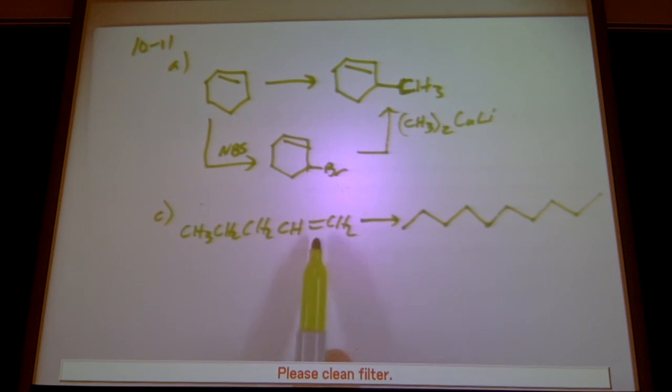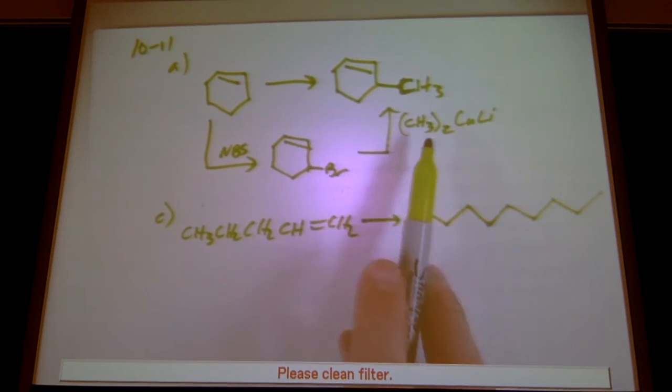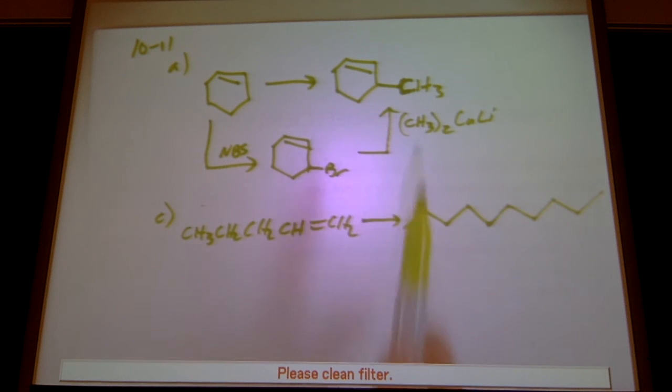So if I look at this one, I've got one pentene. I'm going to make decane from that. So I've got 5 carbons here. I want to go to 10 carbons. Well, I know I can add carbons. I don't have a triple bond here, so I can't do that reaction that we looked at yesterday.